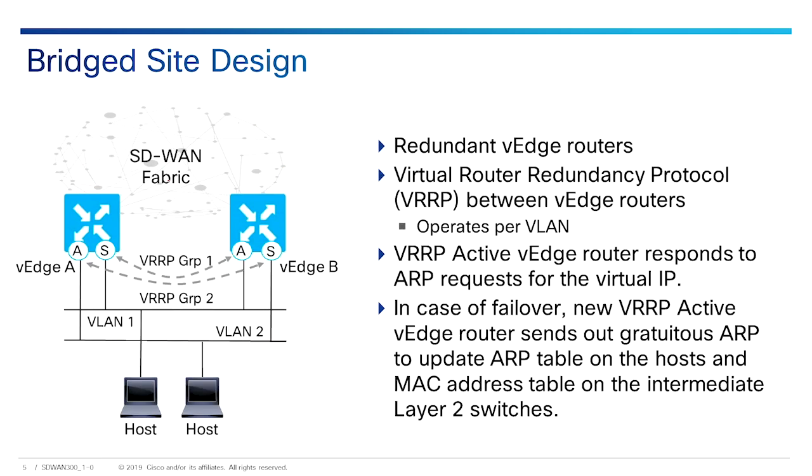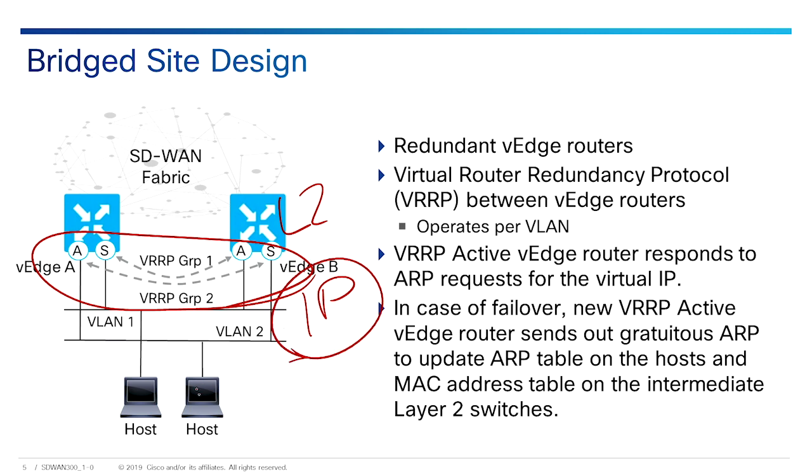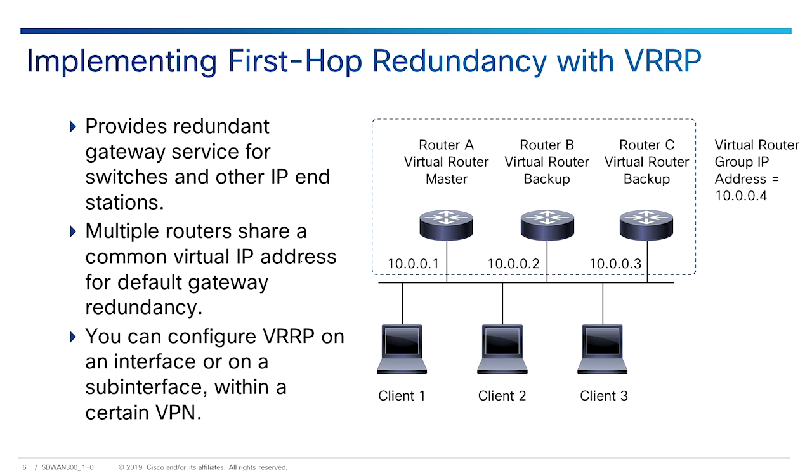So in a bridge site design, both of the vEdges are connected in the same layer 2 domain right here. We can use VRRP for first hop redundancy. Basically what we do is we have a virtual IP address that we're advertising. That virtual IP address is used as our default gateway. And then we have a floating MAC address that each one of these vEdges is actually responding to. The whole purpose of this is to provide a redundant gateway.